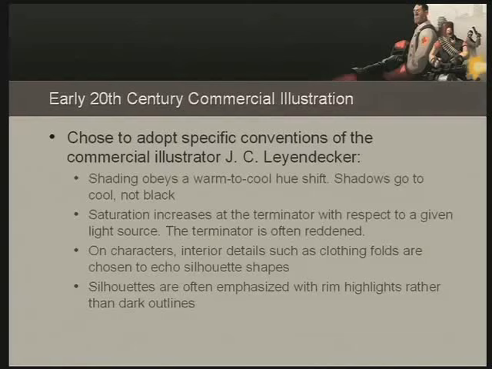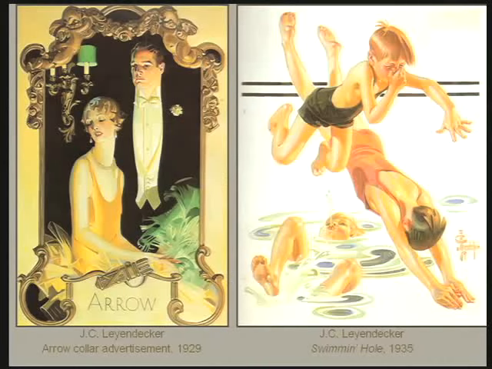The saturation on objects often is increased at the terminator. That is the place where the Lambertian term crosses 0. The clothing folds are really a big emphasis for making strong silhouettes and defining shapes of characters. And use of rim highlights is also really central. So here are some examples of this from Leyendecker's work.